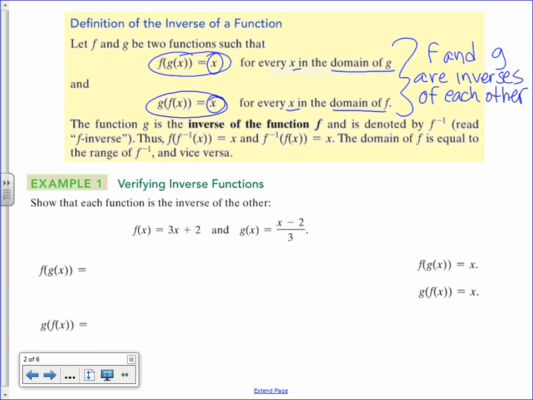Let's talk a little bit about other types of inverses. So let's say with numbers, real numbers, they have a thing called a multiplicative inverse.